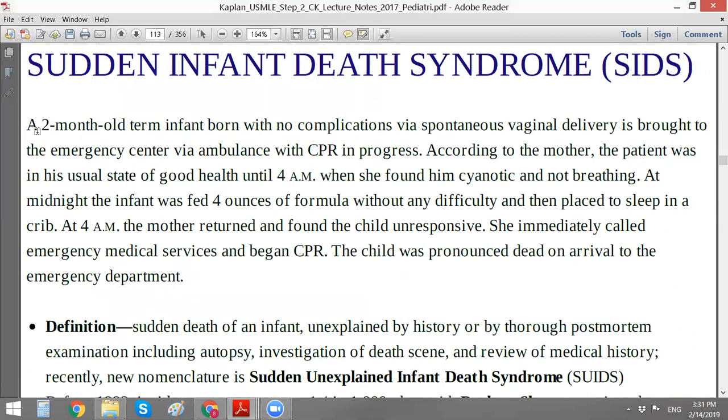A 2-month-old term infant, born with no complications via spontaneous vaginal delivery, is brought to the emergency center via ambulance with CPR in progress. According to the mother, the patient was in his usual state of good health until 4 a.m., when she found him cyanotic and not breathing. At midnight the infant was fed 4 ounces of formula without difficulty and placed to sleep in a crib. At 4 a.m. the mother returned and found the child unresponsive. She immediately called emergency medical services and began CPR. The child was pronounced dead on arrival at the emergency department.